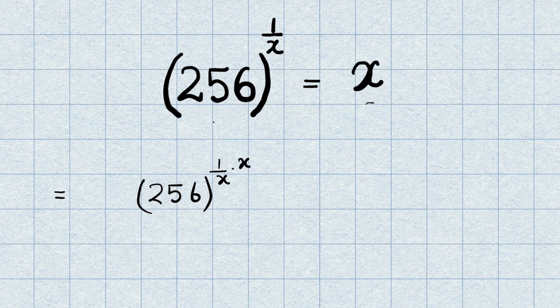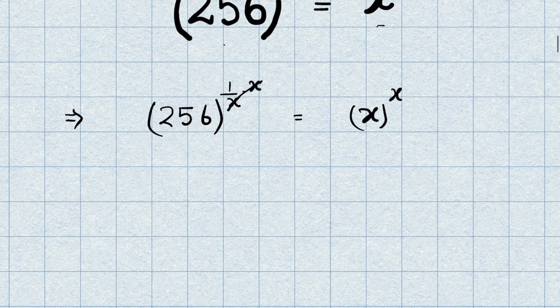Now, when we do this action on the left hand side, we will have to do it on the right hand side also to maintain the balance. So, x is also raised to the power of x. Now, this x and this x get cancelled. Now, we have 256 is equal to x raised to the power of x.